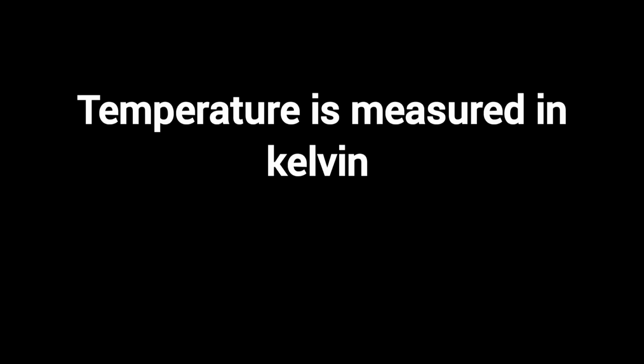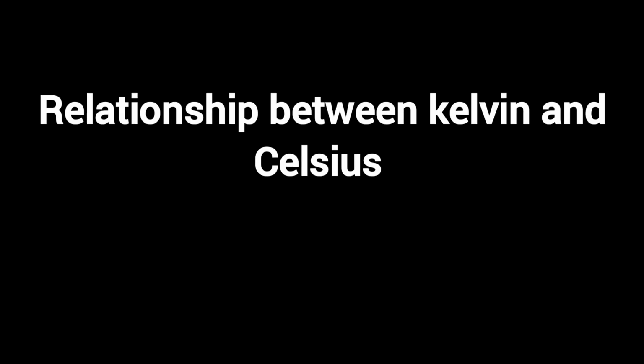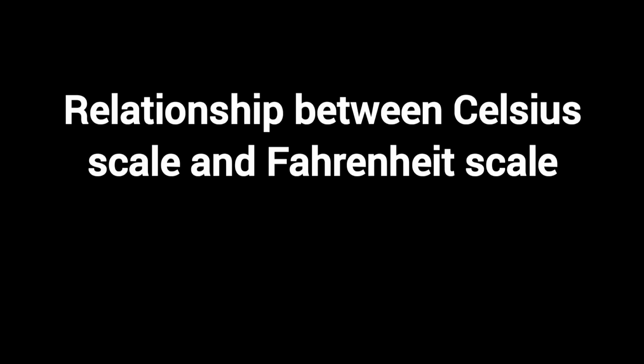The Kelvin scale is used in the International System of Units, and the temperature in this scale is measured in Kelvin. Let's look at the relationship between Kelvin and Celsius. If the temperature on the Celsius scale is 0 degrees Celsius, then on the Kelvin scale, the temperature is given by T equals degrees Celsius plus 273.